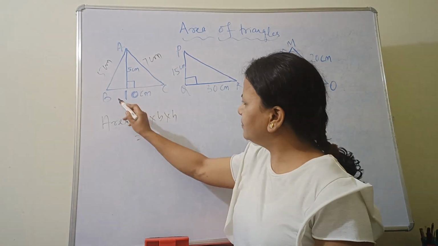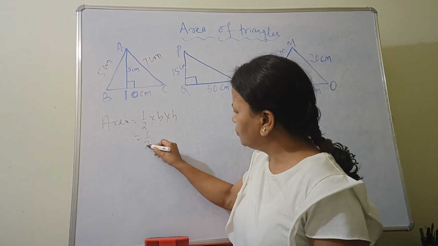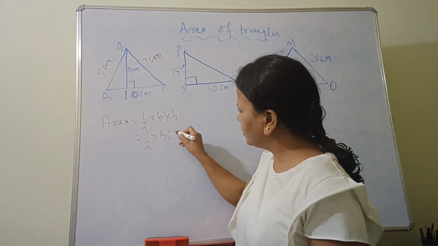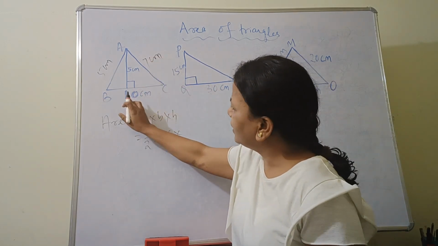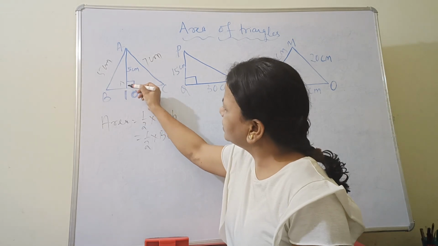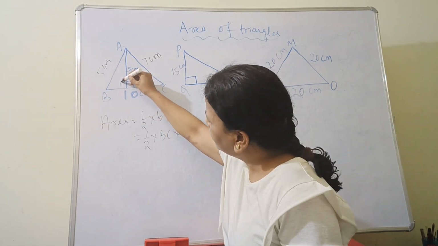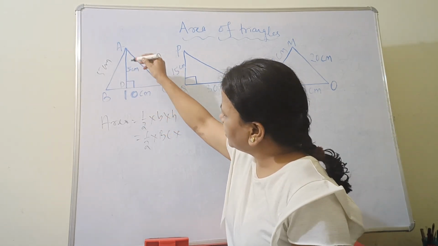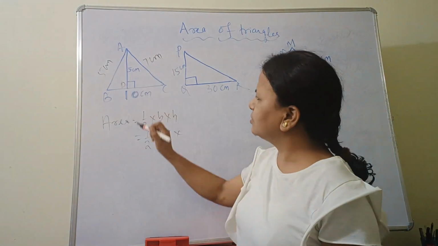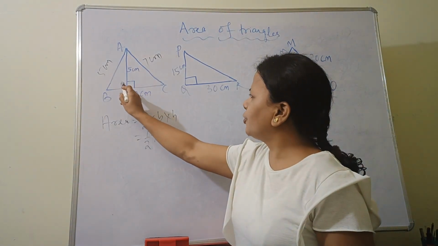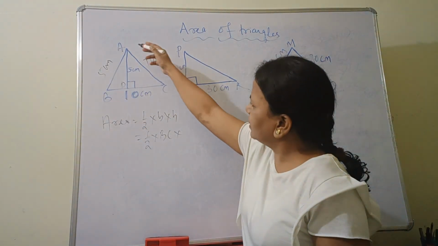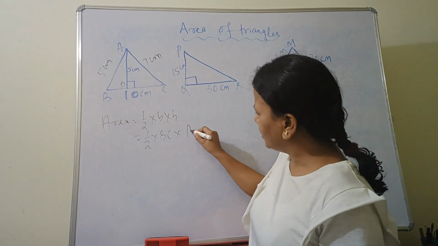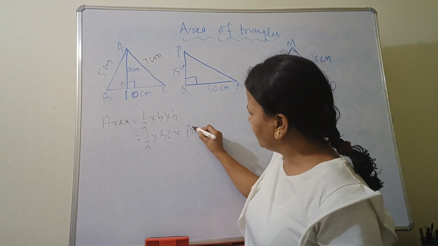In this case, what is the base? BC is the base. So we would write half into BC into height, which is AD. Suppose the point on BC where this perpendicular meets is called D. So we are writing BC into AD. That would give us the area.